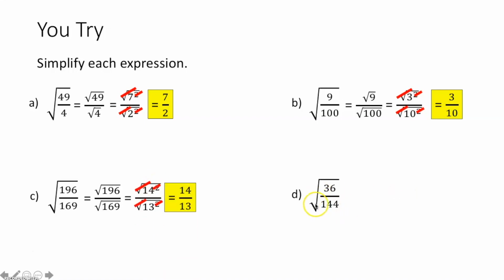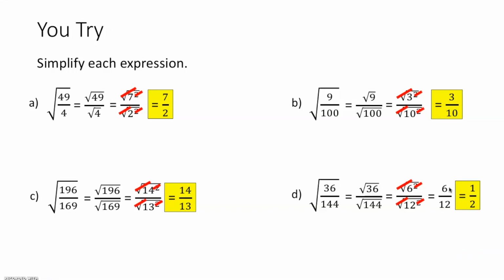Here, we again take the square root of the numerator over the square root of the denominator. 36 we turn into 6 squared, and then 144 we turn into 12 squared. Now, the radical and the square cancel each other out in the numerator and denominator. We are left with 6 over 12. Now, this can be simplified. Is there a number that divides into the numerator and denominator? Yes, divide 6 into the numerator and denominator, and you're left with 1/2.